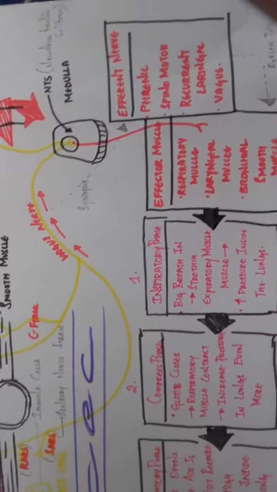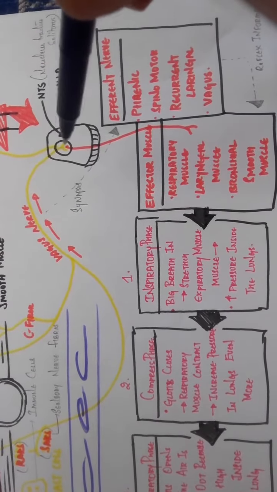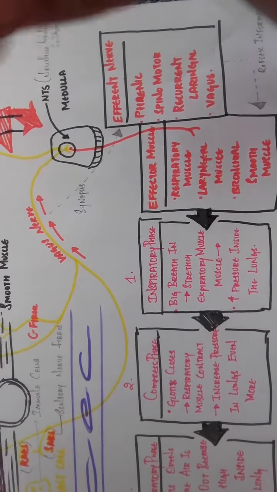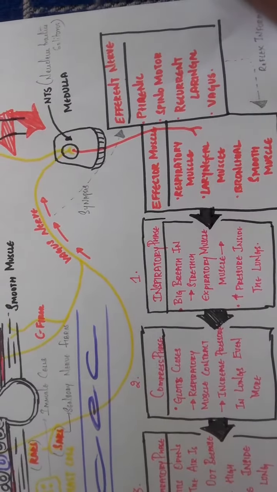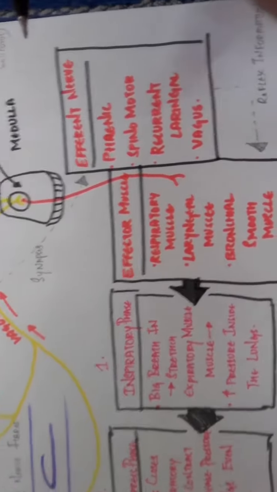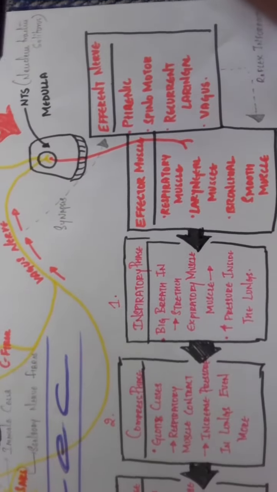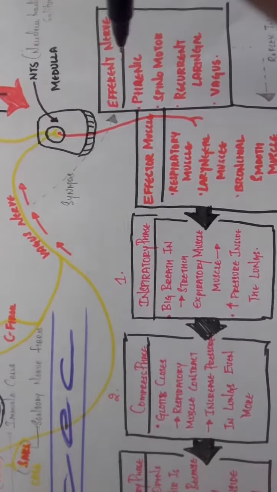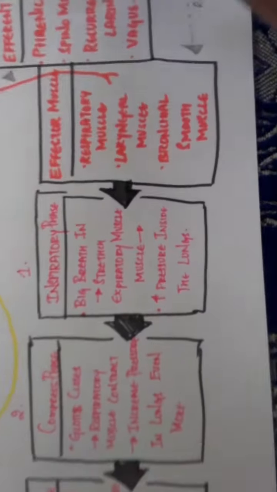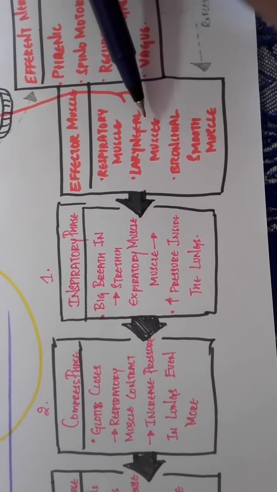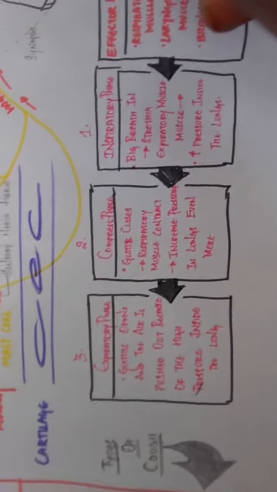Okay, and here in this region, after the nerve impulse is triggered, it will carry the impulses to the efferent nerves. And these efferent nerves are the spinal motor, recurrent laryngeal and the vagus nerves. From these nerves the impulses are carried towards the efferent muscles. The efferent muscles are the respiratory muscles, laryngeal muscles and bronchial smooth muscles. Okay, from here the actual cough reflex will start.